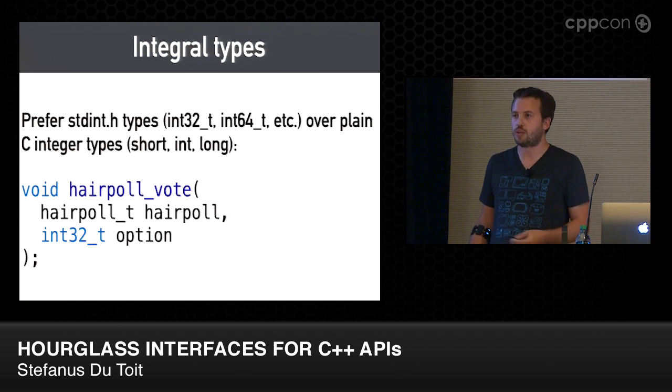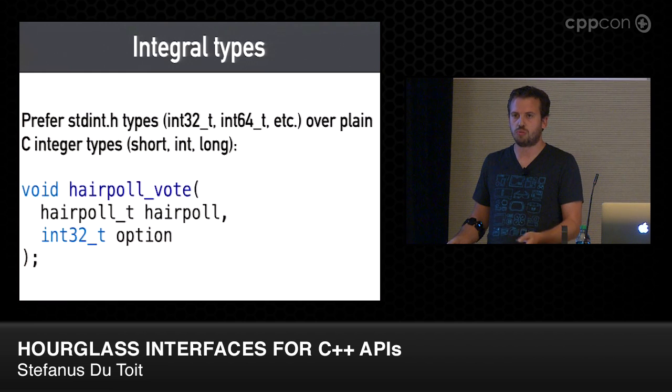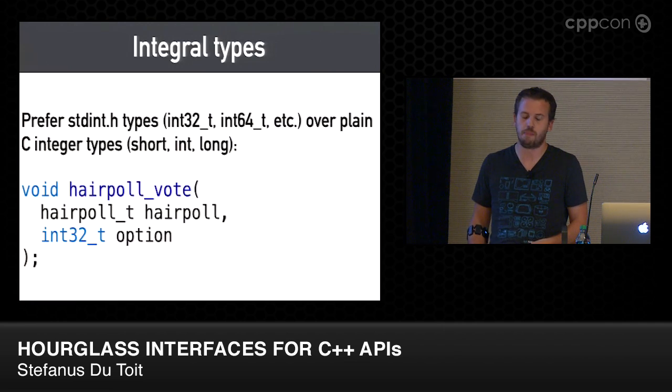I mean, those are all fine, and you can use short and int and long in your C API if you like, and if you can reasonably assume, which in most cases is probably the case, that it's going to be the same size for your clients, that's not going to be a problem. Chances are, if they're not, you probably have bigger problems.